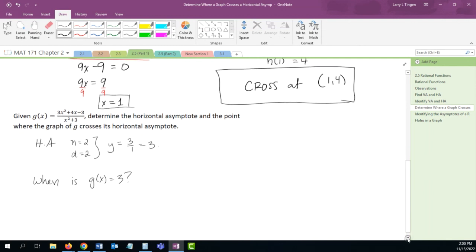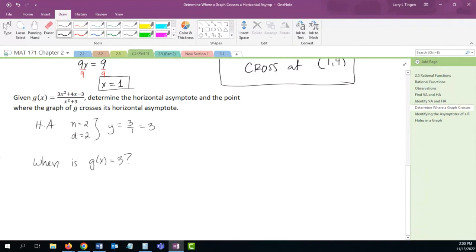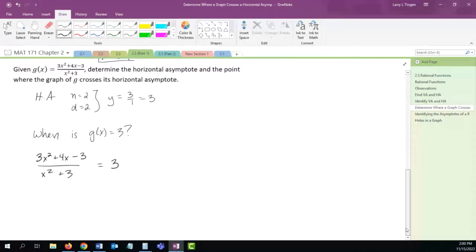You're given the y value, and they're asking you what value of x makes this happen. g of x is 3x squared plus 4x minus 3 over x squared plus 3. I want to know, when does that equal 3? So I'm going to cross multiply. X squared plus 3.